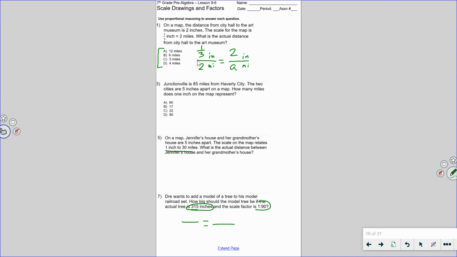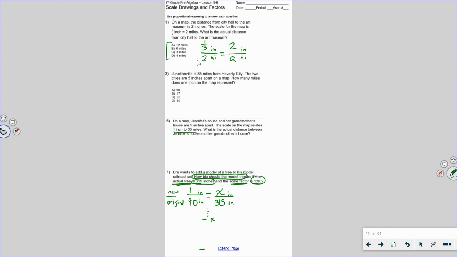this is interesting. 1 to 90, but it doesn't give us the units. Actually, it talks about scale factor, which we're about to talk about in a second. So I guess the question is, new to original, what is given to us here? Well, the actual tree is given to us, and we're looking at how big the model should be. So in this case, we don't know what the numerator is. We do know what that denominator is. Now you can go ahead and use that to solve and find out what x is going to be.